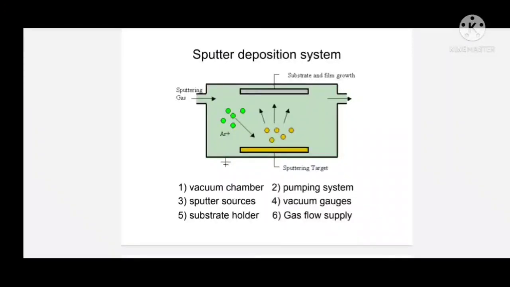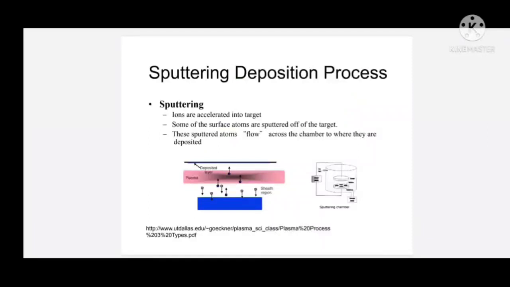Now I explain about sputter deposition system. In a sputter deposition system, there are six components: vacuum chamber, sputter sources, substrate holder, pumping system, vacuum gauges, and gas flow supply. Sputter deposition process. First, we have to say about sputtering.